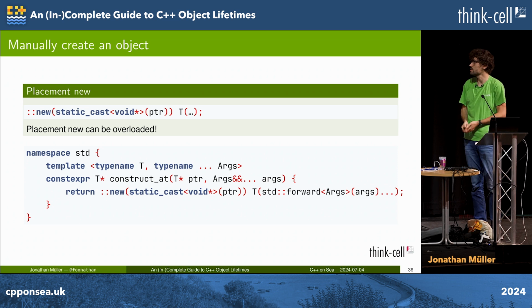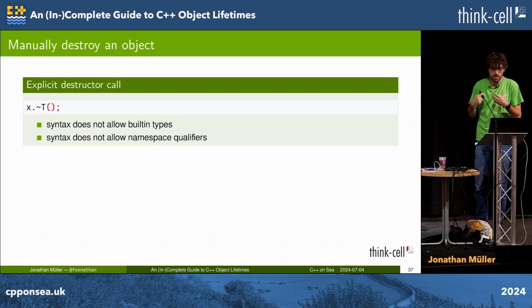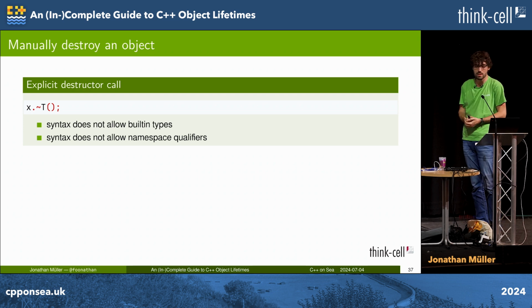So placement new manually calls a constructor, which means we can manually start the lifetime of objects, and then we manually need to destroy the object by explicitly calling the destructor.